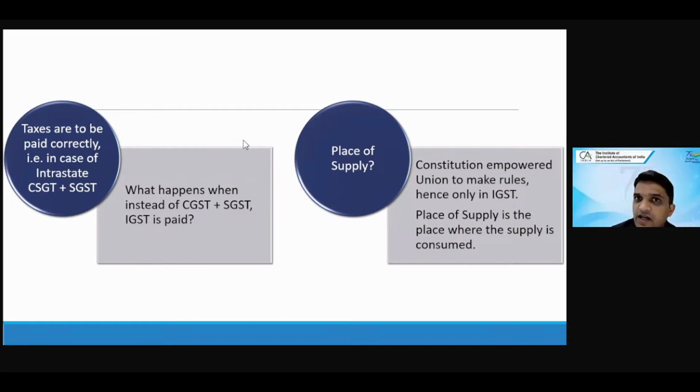And if I put it in SGST, what problem will come up? Whatever is there in the CGST Act has to be replicated in the SGST Act. So then it will become too voluminous or too high. That's why they have said what the place of supply is. They have mentioned the provisions of place of supply only in the IGST Act.